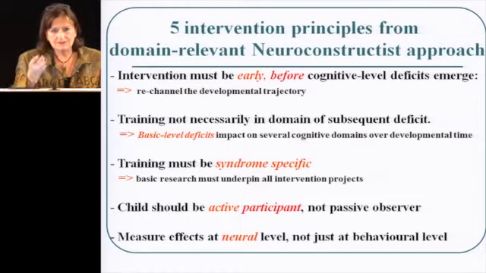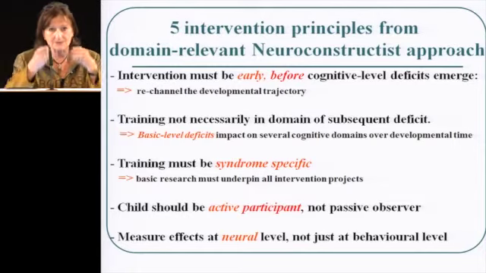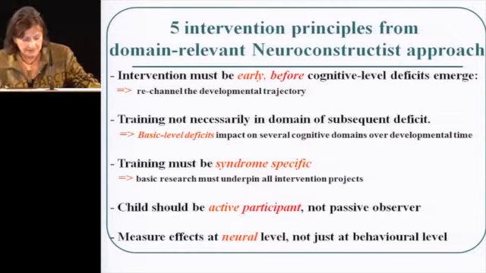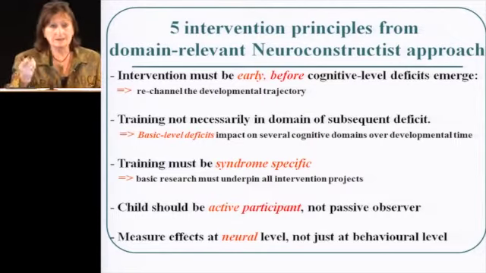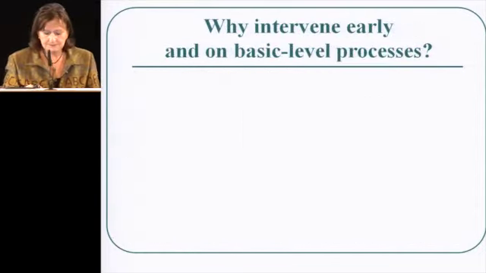Fourth, there should be a very active behavior on the part of the child, not being just told to do something or having something repeated, but the child should actually be in control of the training. I'll give you a couple of examples. And lastly, we need to measure the effects of training at the neural level. Only measuring it at the behavioral level will not tell us whether there have been real changes. So a quick word on each one.